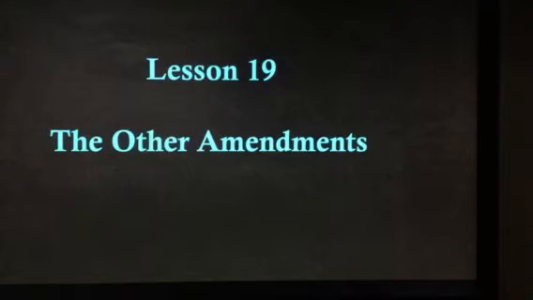Lesson 19, the other amendments, Amendments 11 through 27. Let's take you through these amendments, just to provide for you an overview of these amendments.